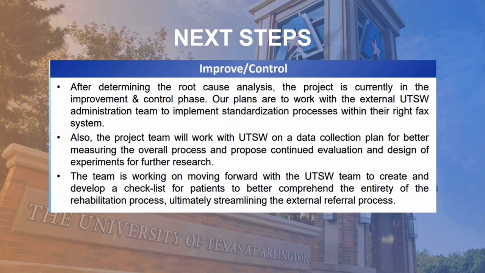For our next steps, after determining some of the root causes, our project is currently in the improve and control phase. Our plans are to push some agendas and ideas and to work with the team to develop a plan for the future. Some of those include the standardization processes within their software equipment, as well as making a checklist for patients to go through while they're going through the rehabilitation process to streamline it and reduce delays.